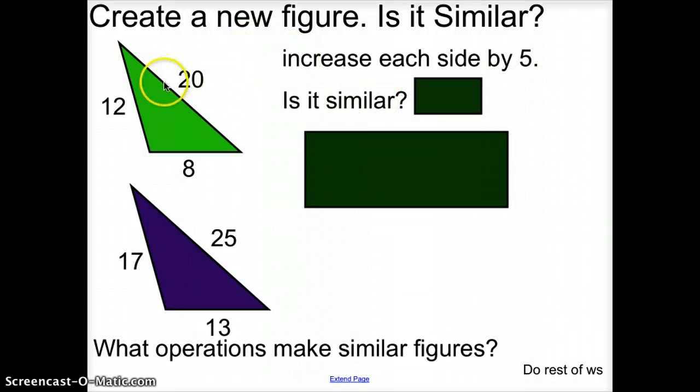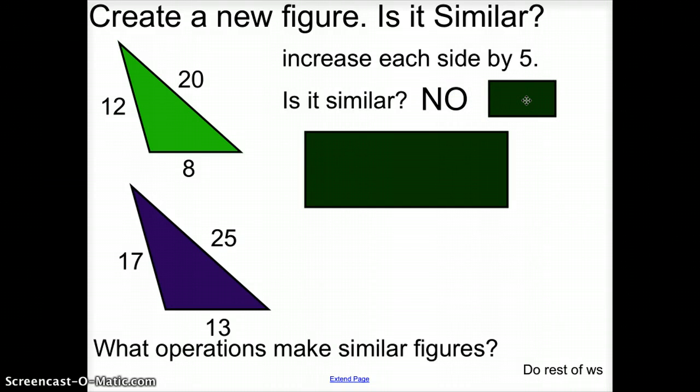So here is the original figure. The three sides are listed. We then increased each side by 5, making it 25, 17, and 13. Your job is to determine whether or not they are similar figures. Take a second and do that now. Okay, you should have determined whether they were similar or not by finding the corresponding sides and creating a proportion. You probably found that they were not proportional.